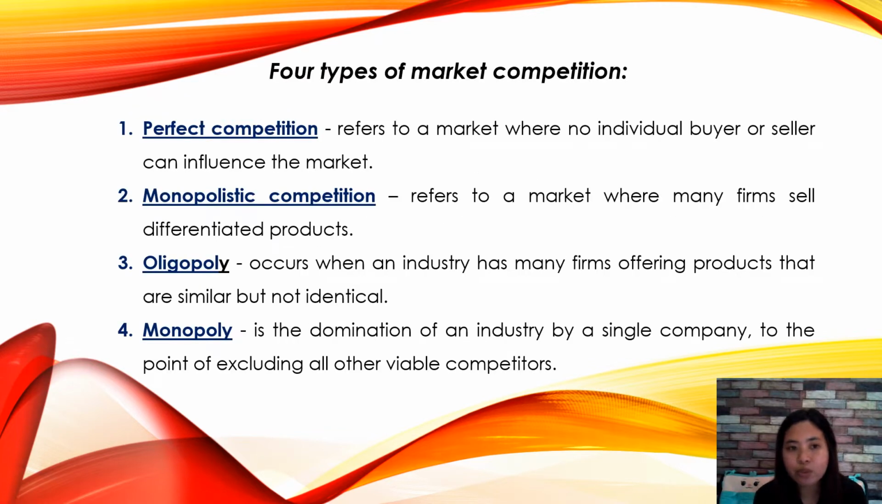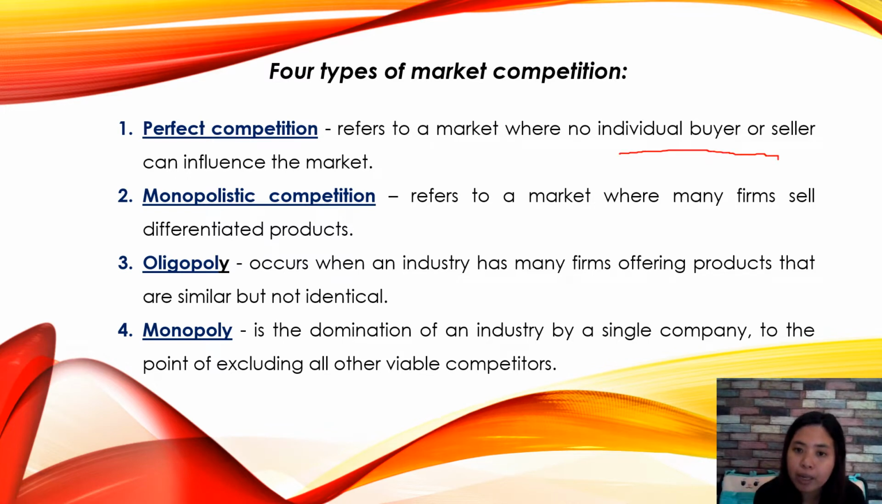From what I have mentioned earlier, Chapter 4 explains how the internet for e-business and e-commerce pushes markets closer to the perfectly competitive model. And as you can remember, there are four types of market competition: perfect competition, monopolistic competition, oligopoly, and monopoly. Perfect competition refers to a market where no individual buyer or seller can influence the market.